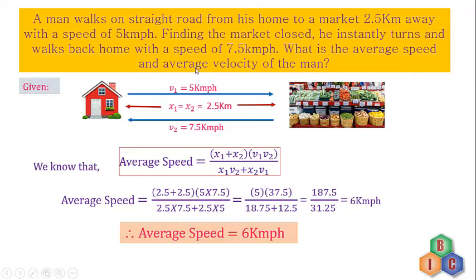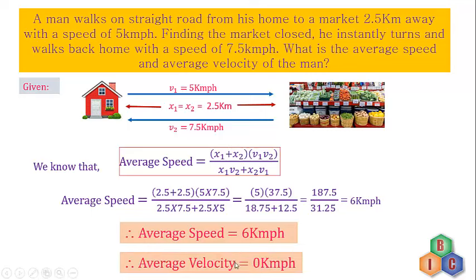Now here in this problem, there is one more extension. What is the average velocity of the man? You know that average velocity is total displacement divided by total time. See here, the displacement of the man is 0 because the man started from home, reached the market, and seeing that the market is closed, he came back home. So there is no net displacement. Though he has walked, since he has returned to the same place, the displacement is 0. So displacement by time, 0 by time, is 0. Therefore, we say that the average velocity of the man is 0 kilometers per hour, since he has come back to the same place from the starting point.